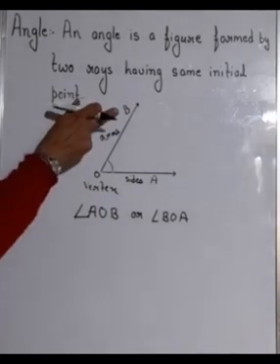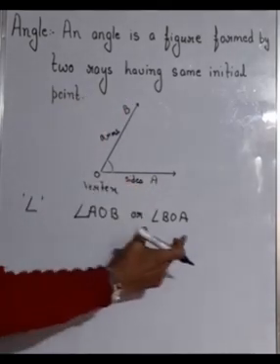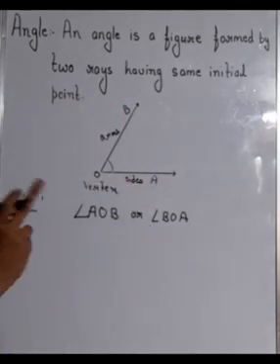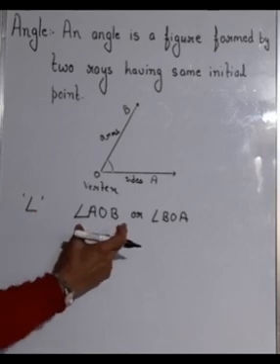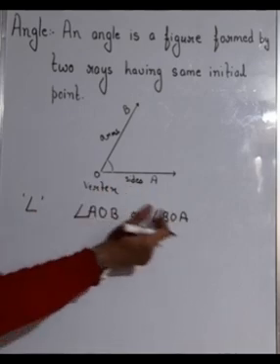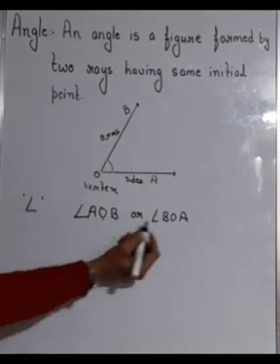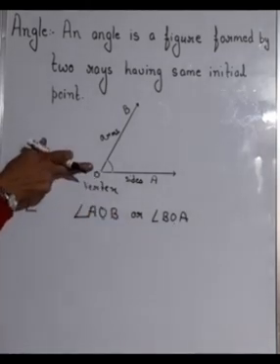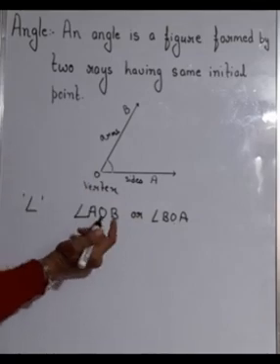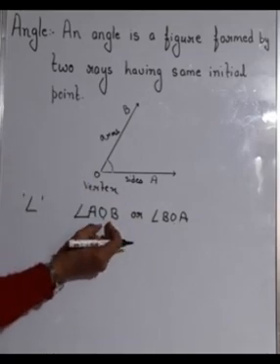AOB or BOA. Both are correct, but you have to keep one thing in mind, that either you are writing in this way or in this way. In both the ways, you have to write the vertex, this vertex O, in middle. Why? Because the angle is forming at O. That's why you have to write this vertex in middle.